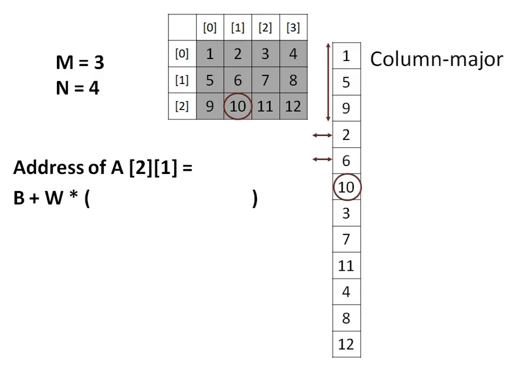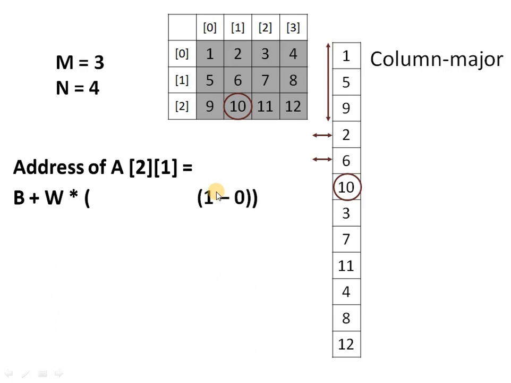On the other hand, when we work with column major order, the formula varies like this. To get the address of element at index position 2, 1, we have to first skip first column completely as is given by second index. So we use 1 minus 0 for that, as lower bound for column is not given.